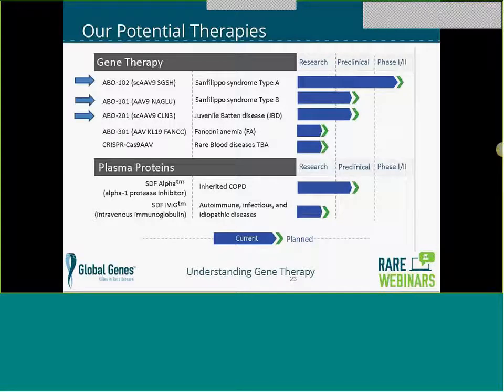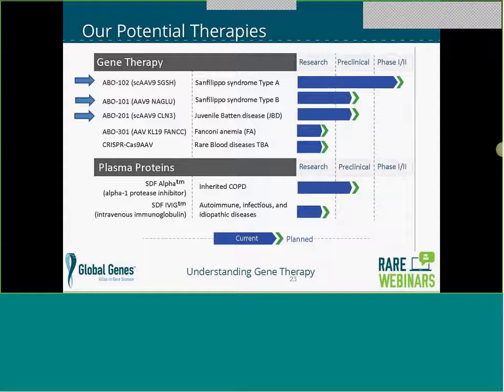So here you see a snapshot of our current pipeline, or an overview of the progress of the therapies that we're developing. For the purposes of today's talk, I'll be focusing and sharing more about Sanfilippo syndrome types 3A and 3B approaches, as well as our program for juvenile Batten disease. Here on our pipeline, ABO-102 for Sanfilippo A is our most progressed program to date.